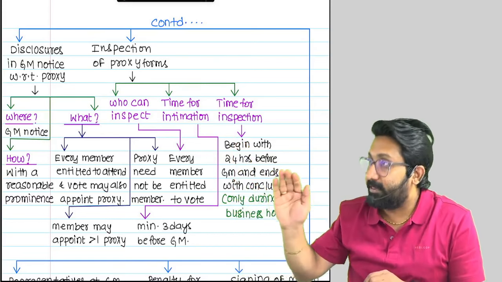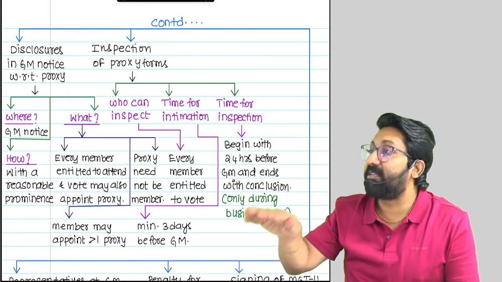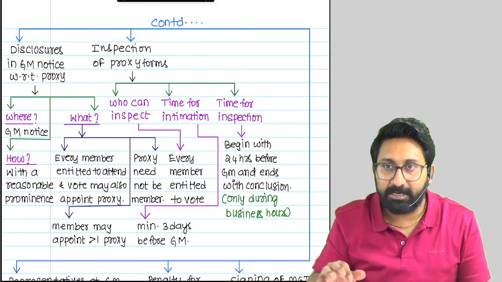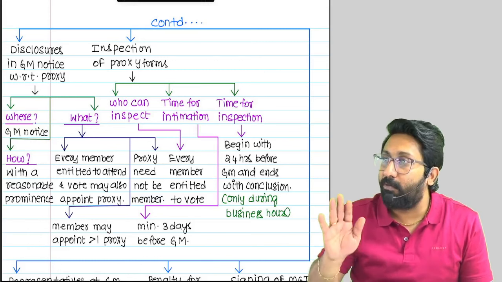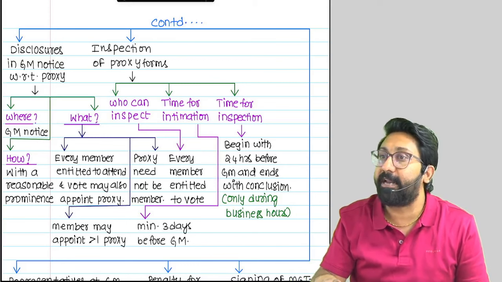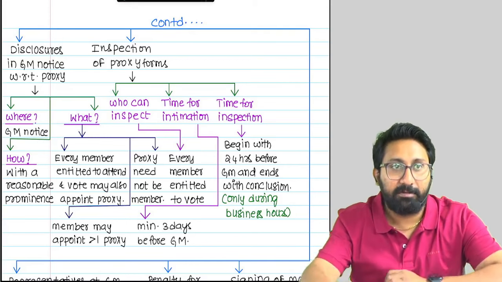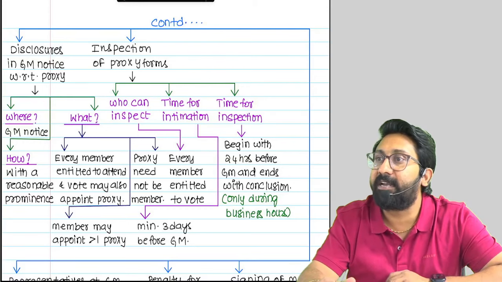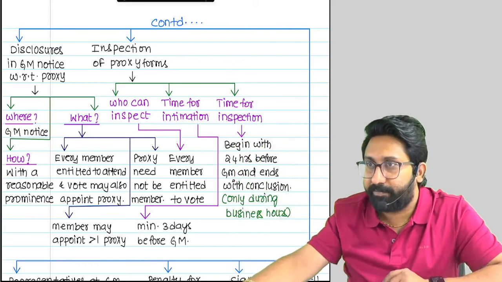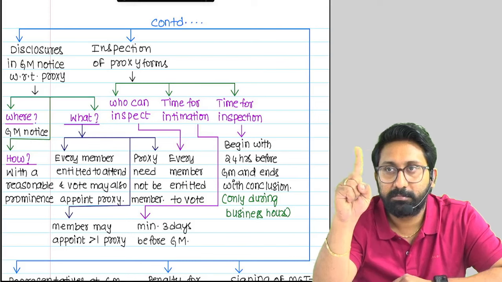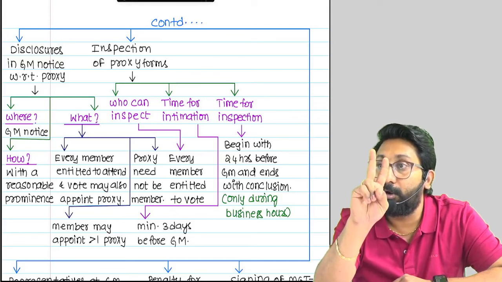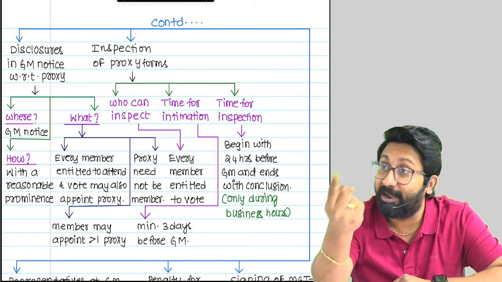Then the problem comes. The presidents and governors, the governor of the state or the president of the country, if they wanted to attend, they can attend the meeting. Or they may appoint representatives. Who is a representative? A representative is not a proxy. A representative will have all the rights like a member. They can speak, they can vote by show of hands, they can be counted for quorum also.